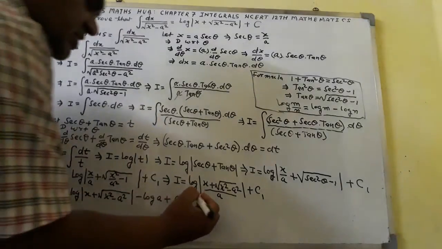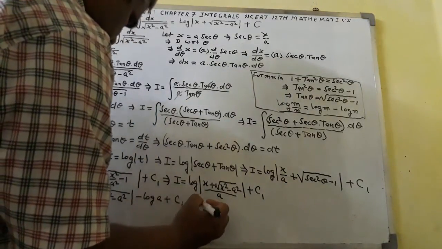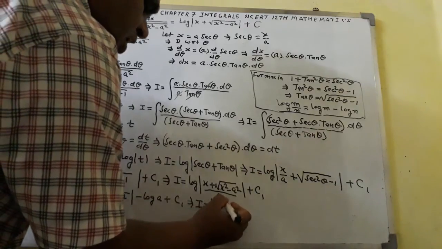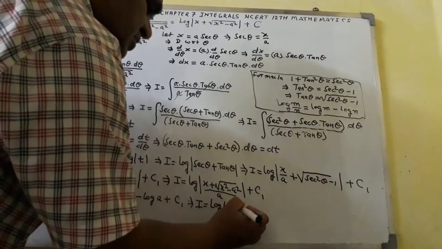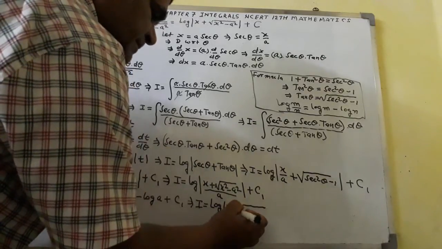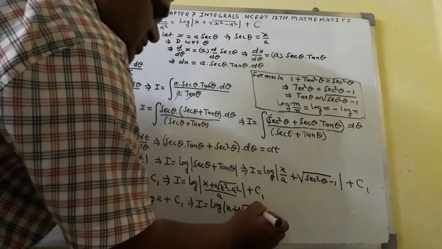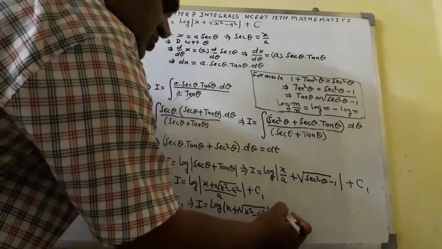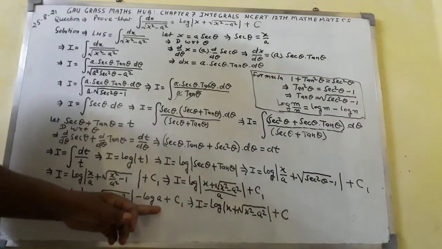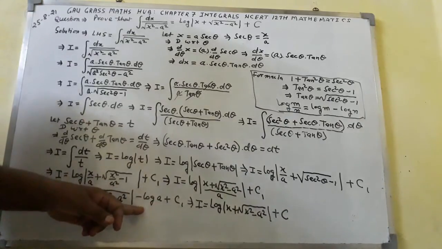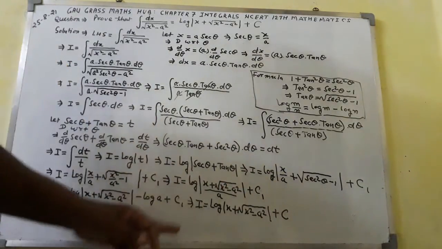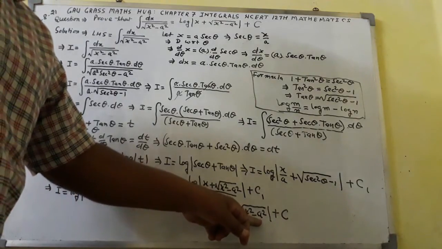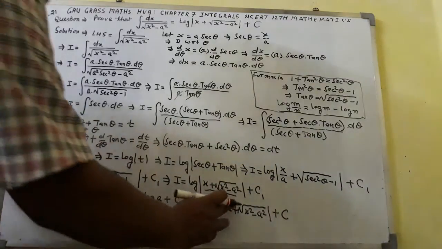Again I shall write, imply that I equal to log mod x plus under root x square minus a square plus c, because minus log a plus c1 will be clubbed together, we shall write c. So I equal to log mod x plus under root x square minus a square mod plus c. We shall write like this.